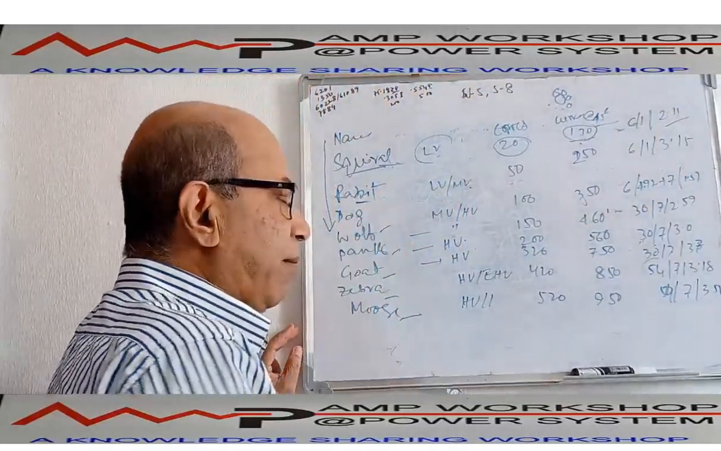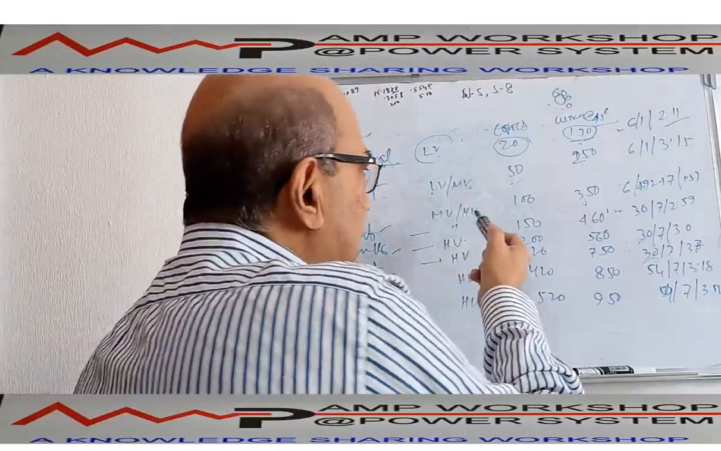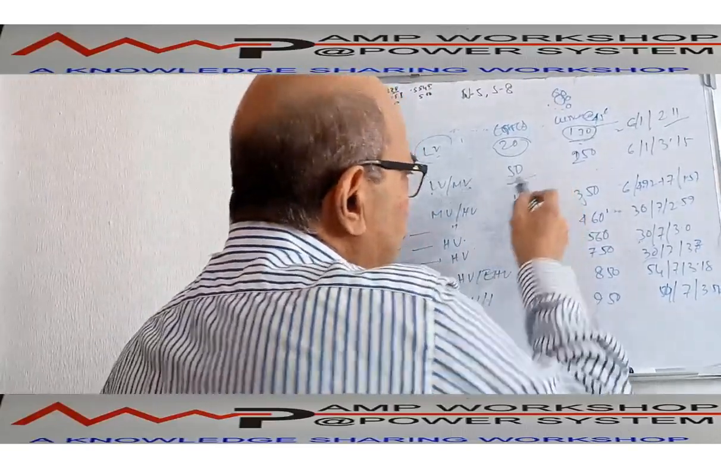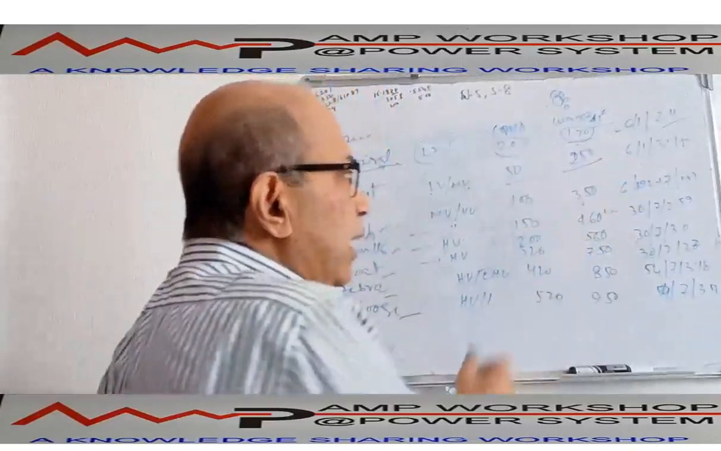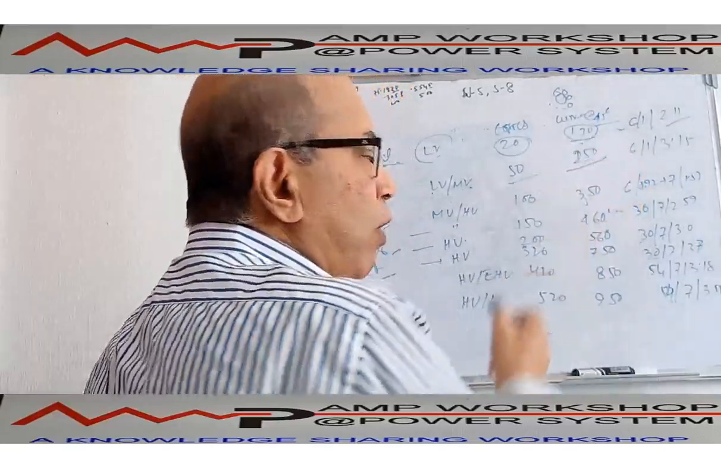Now, rabbit is used for low voltage as well as up to 3.3 kV, 6.6 kV lines, and sometimes even 11 kV lines. Its cross section is 50. Its total current capacity is 250 ampere. 250 ampere is divided by 1.6.